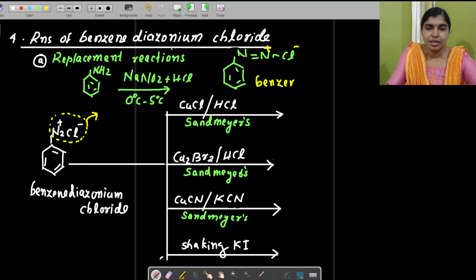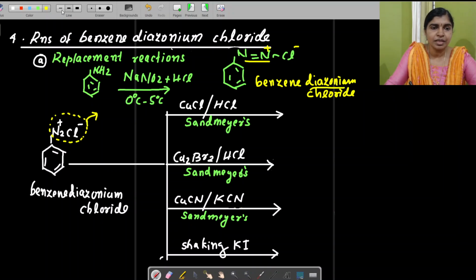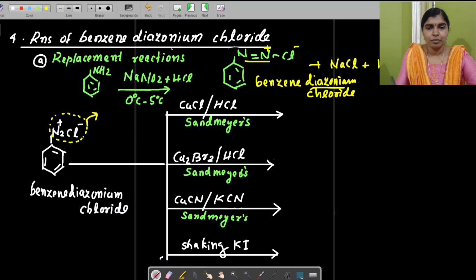This is benzene diazonium chloride, isn't it? This is the azo group. That is why the name benzene diazonium chloride. Okay, so along with this, there are byproducts. The sodium and chlorine join together forming NaCl, along with water.